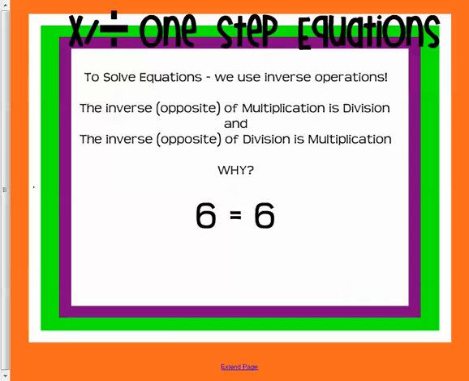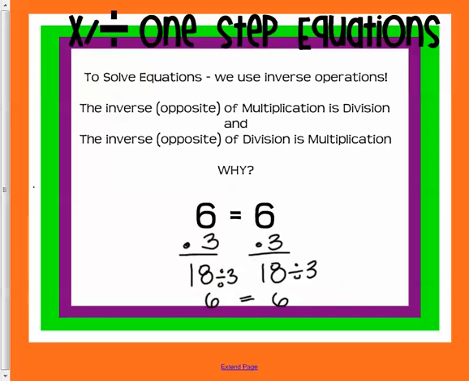Hey guys, today we're talking about one-step equations with multiplication and division. So the inverse of multiplying is to divide. If I multiplied 6 times 3 on both sides, I would get 18. And if I wanted to undo that, I just have to divide by 3, and I'm back to 6. Because remember, whatever we do to one side, to keep it equal, we have to do to the other.